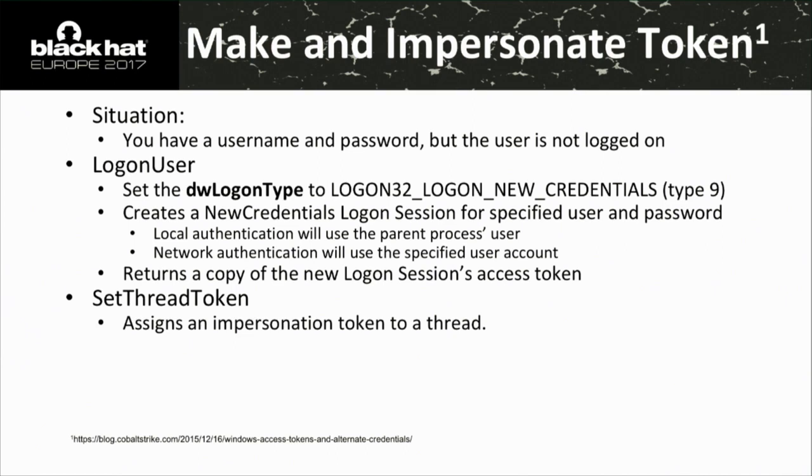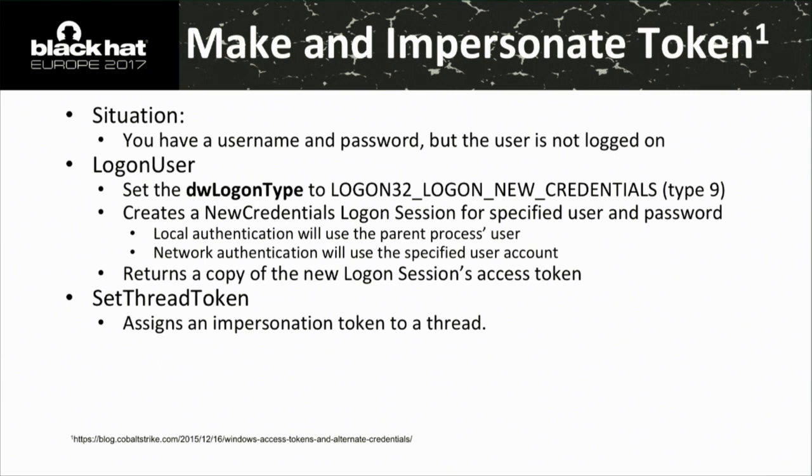I can use the LogonUser function and set the dwLogonType parameter to LOGON32_LOGON_NEW_CREDENTIALS, which is a type 9 logon, and pass those credentials to create a completely new logon session. Is anybody familiar with runas /netonly, that type of being able to run as a separate user? This is the same functionality performed at the API level. What this does is create a new logon session of type new credentials, which is important. It's going to create a kind of dual token. Locally, I'm going to run as the original user that I called LogonUser as. But on the network, I'm going to authenticate using the credentials that I passed to the LogonUser function, right?